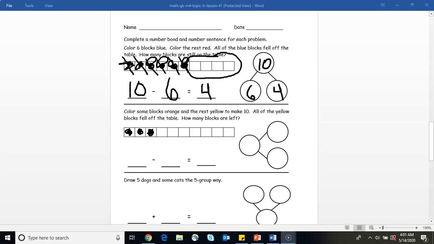So if my 3 black blocks fell off of the table, let me just cross those out to show that they are gone. I know that I had 10 blocks to begin with, but then 3 fell off. How many do I have left? Let's count the blocks that are left. 1, 2, 3, 4, 5, 6, 7. Now, let's complete my number bond. Where's my whole? There's my whole. Okay. So I had 10 to begin with, and then I see it in 2 parts. The 3 that fell off the table, and then the 7 that I had left.